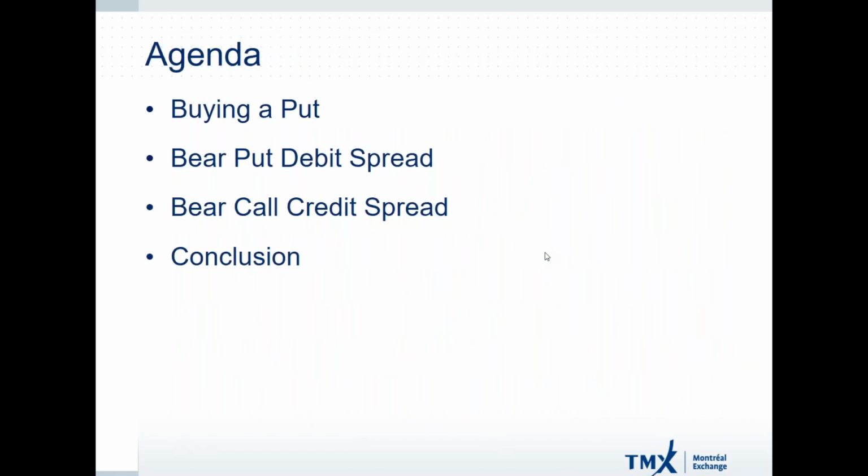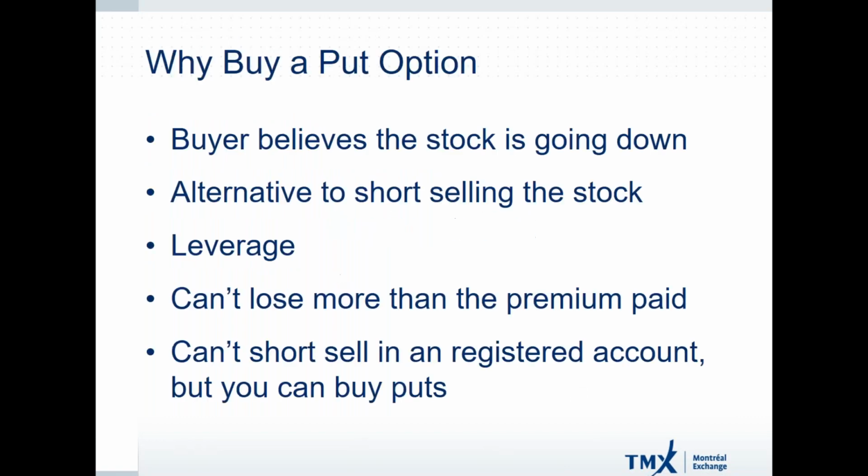So with that in mind, what is it that we are looking to accomplish today? Well, we're going to focus on implementing strategies for a bearish market outlook, and we're going to start by looking at a put option and comparing that to the idea of short selling a stock. We're then going to evolve that position into a bear put debit spread. We'll also look at utilizing a bear call credit spread, and then wrap things up with a general overview, and of course have some time for questions.